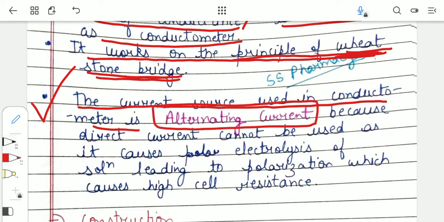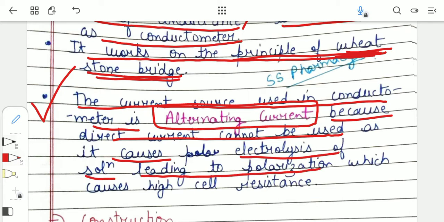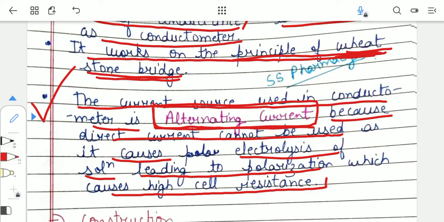Because direct current cannot be used, as it causes electrolysis of the solution, which leads to polarization, which causes high cell resistance. This is the reason why alternating current is preferred over direct current. This is an important point under the conductometer.